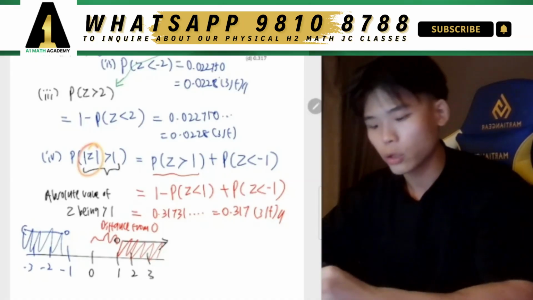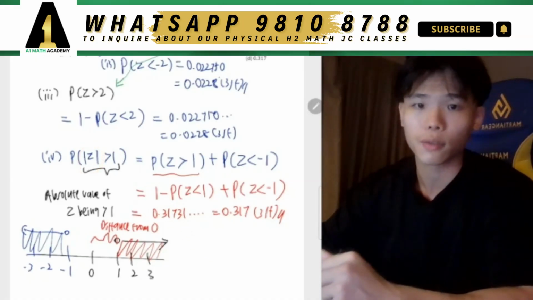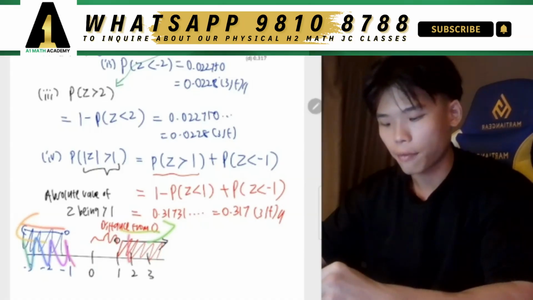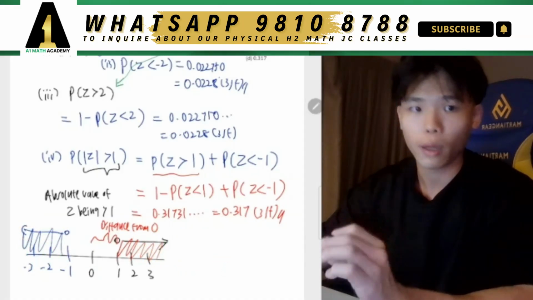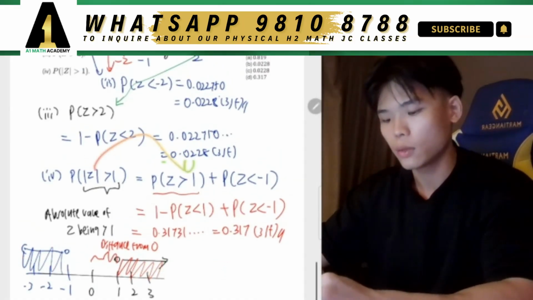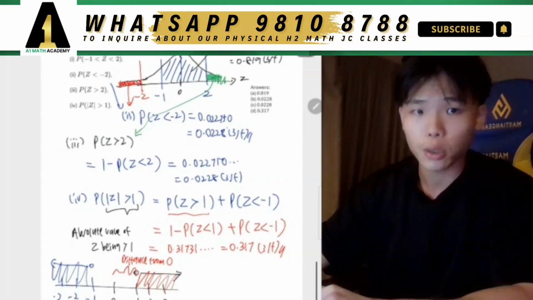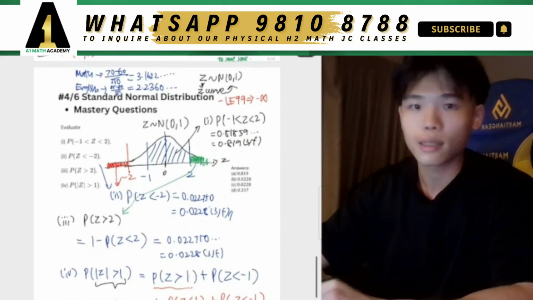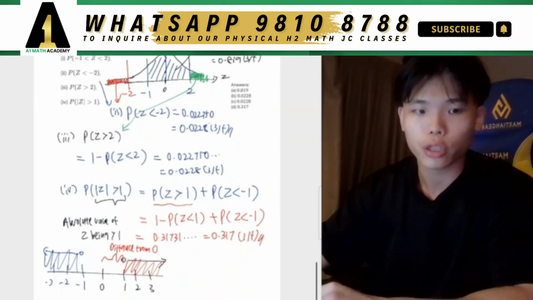So when we talk about modulus, we're actually finding out the distance of the number from 0. And we see that in both directions, these sets of numbers have an absolute distance of more than 1 from 0. That is how this was interpreted in equations and inequalities, the chapter that you learned in J1. Okay, that comes to the end of this demonstration question.